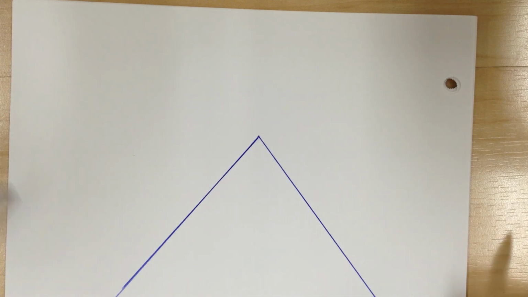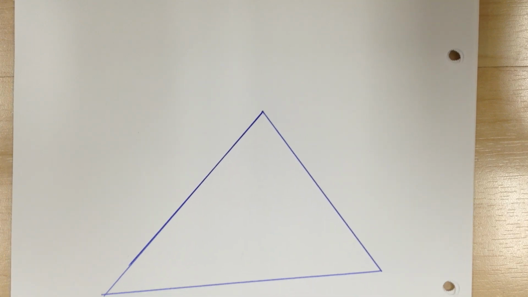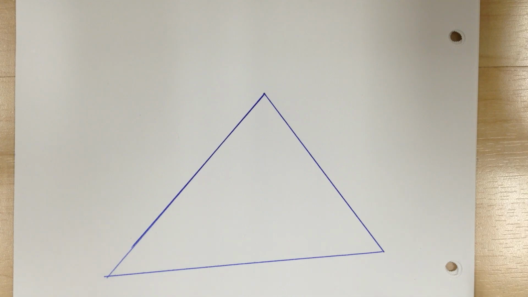Okay, so centroid is the concurrent point of the three medians. So what we're going to do is we're going to find the median. Median is from the vertex to the opposite midpoint. So we need to find the midpoint. So from the previous lesson, we learned about how to do the bisecting a segment. So that's going to bisect each segment.